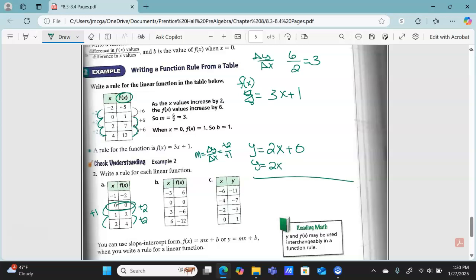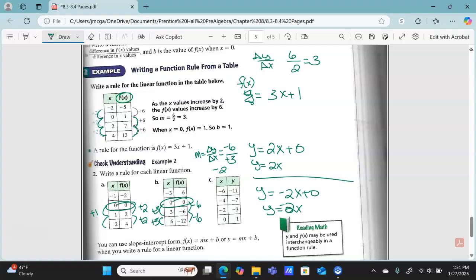Let's do this one. And you'll notice I don't have to do all of them. That went up by 3, that went up by 3. This went down by 6, and then down by 6 again. So my slope is a negative 6 over a positive 3, which is negative 2. So y equals negative 2x, and then there's my y-intercept again, plus 0. So this would just be y equals negative 2x.